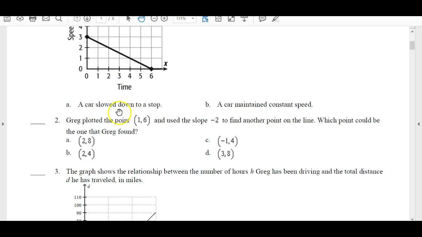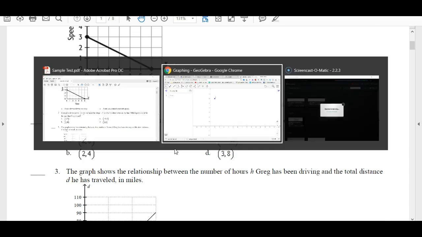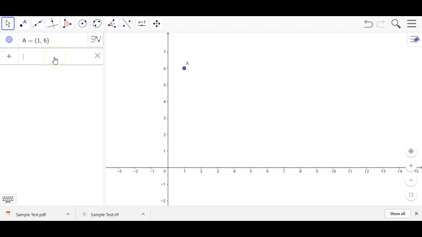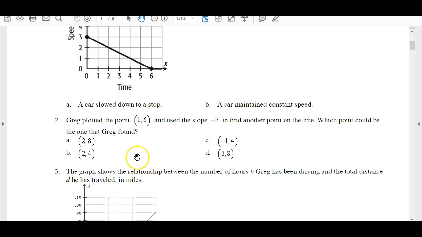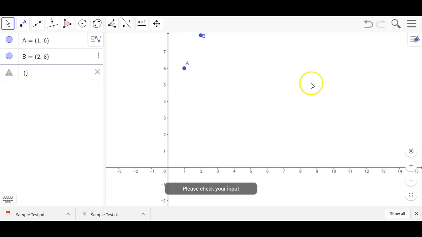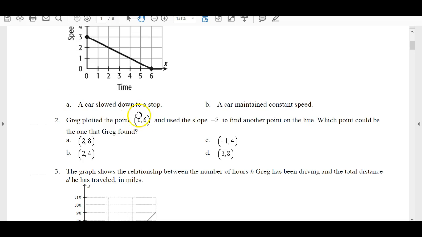Okay, so if we did that as we go down 2 over 1 to find another point, which one of these points here, A, B, C, and D, could have been the point on that line? So let's take a look. Here we go. We're going to put those other points in. One said 2, 8. Let's try that again. 2, 8. There's 1. What was another point on there? 2, 4. All right, let's look at another one.